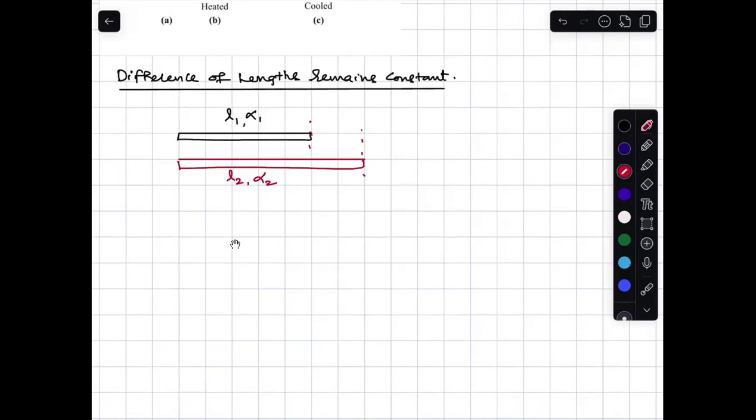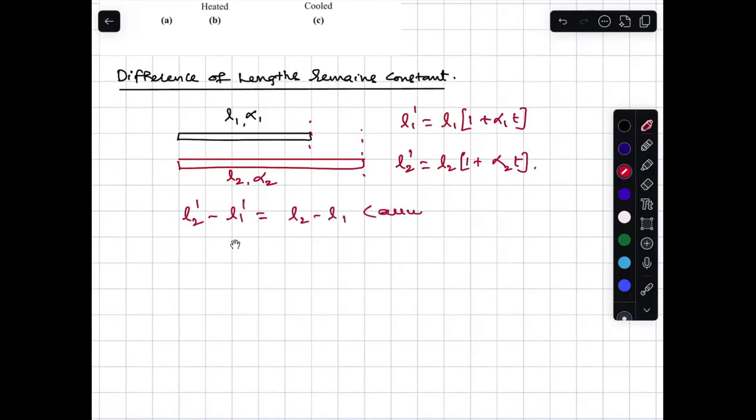Now, for example, I am just heating it to some temperature T. So, L1 dash is L1 times 1 plus alpha 1 T. L2 dash is L2 times 1 plus alpha 2 T. What condition you want is L2 dash minus L1 dash equal to L2 minus L1 always.